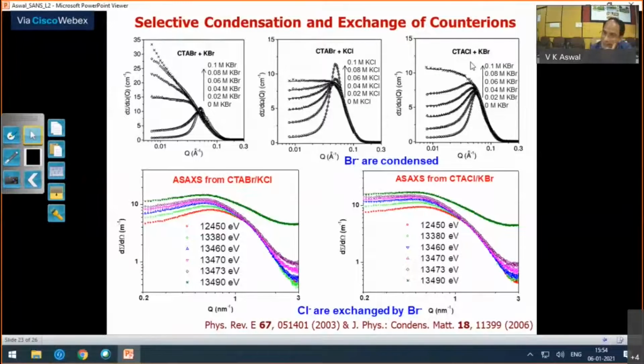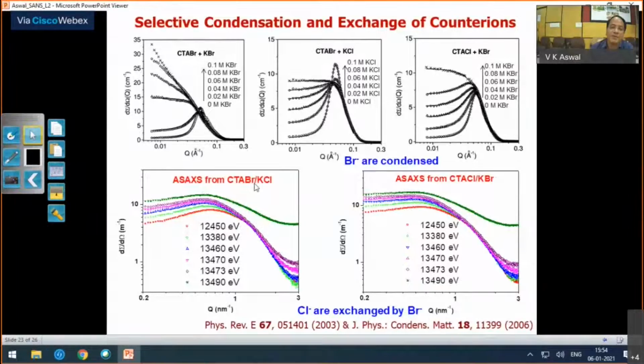But what you want to see is whether bromide still has a similar effect for the original chloride counterions. So what is happening? Whether your chloride counterions are completely replaced by bromide or there is exchange, that you want to verify. For that, this is the unique technique, anomalous small angle X-ray scattering.